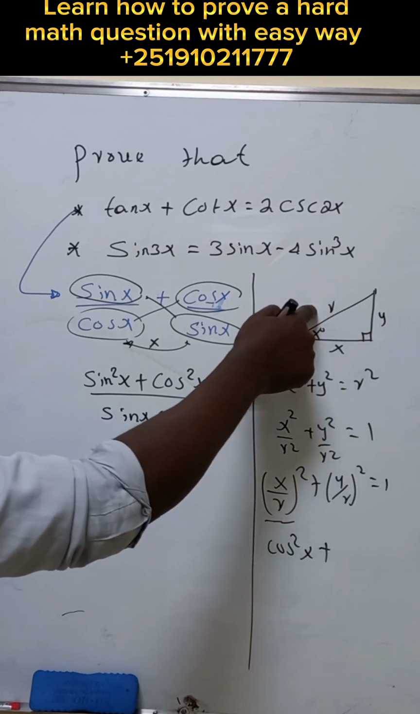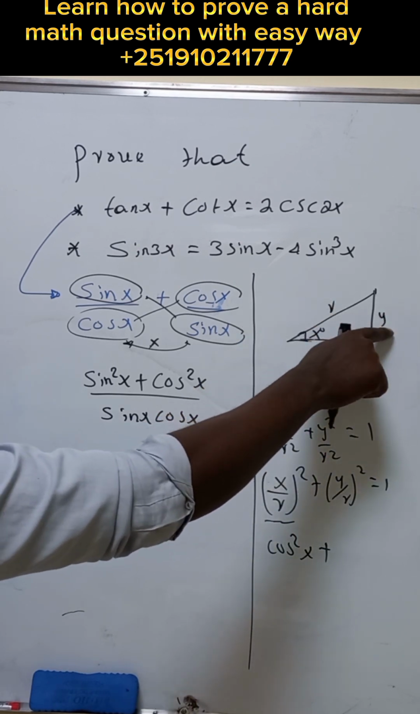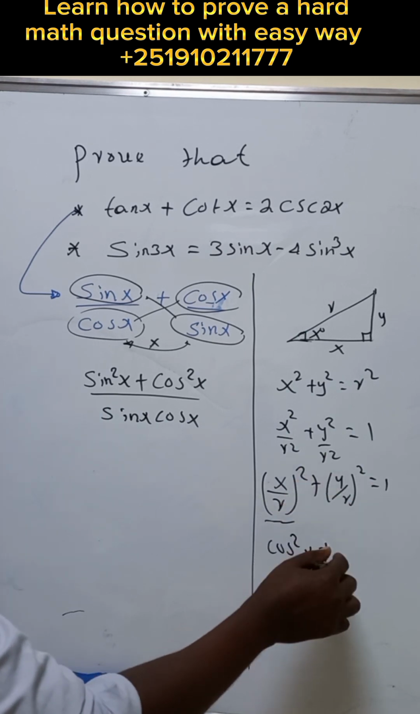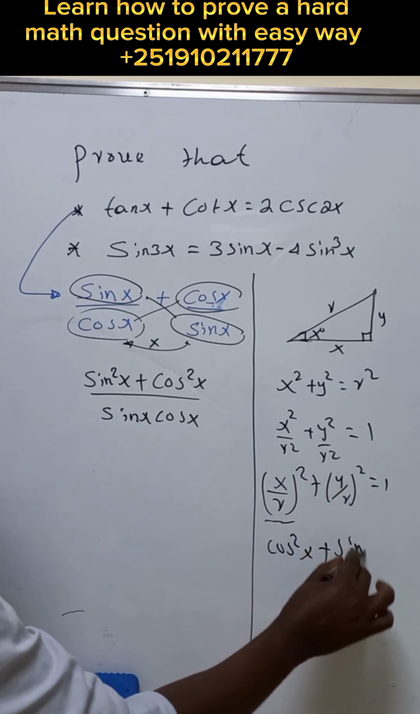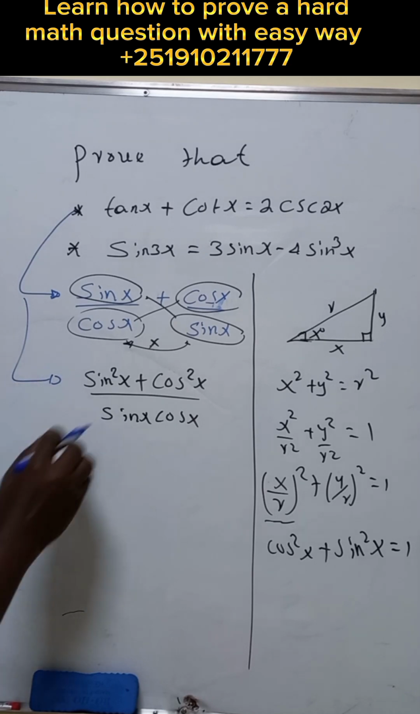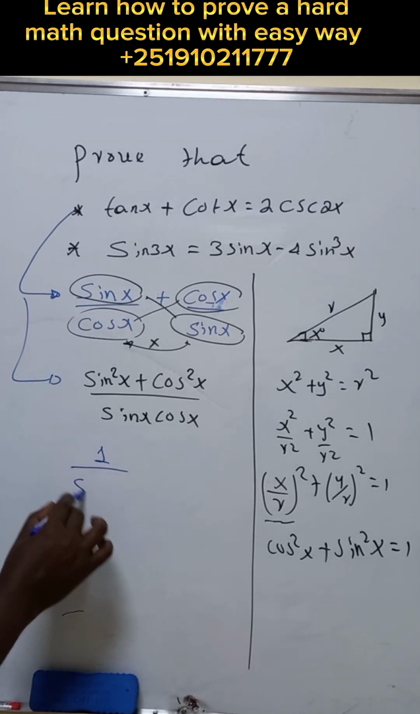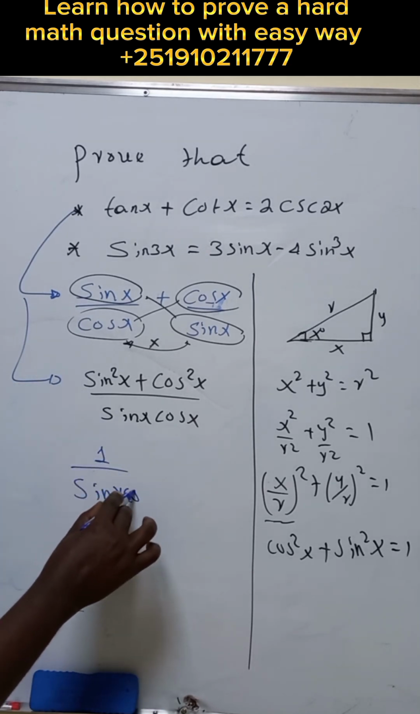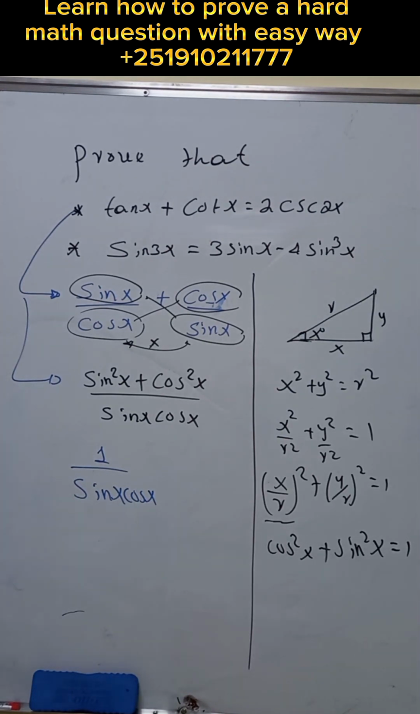Opposite over hypotenuse means y over r, so the whole square, sine square of x, is exactly 1. So the numerator is immediately what? Sine square of x plus cos square of x is immediately 1 over sine x cosine of x. And how are we going to handle this problem?